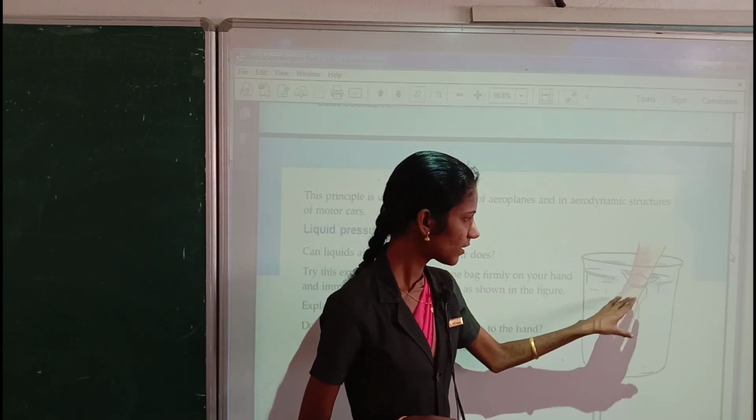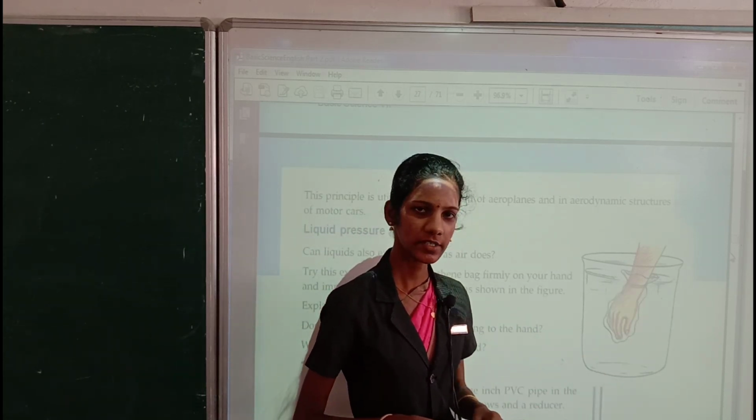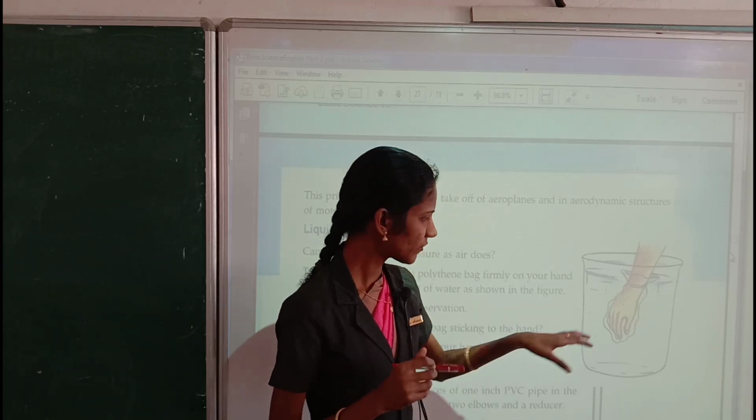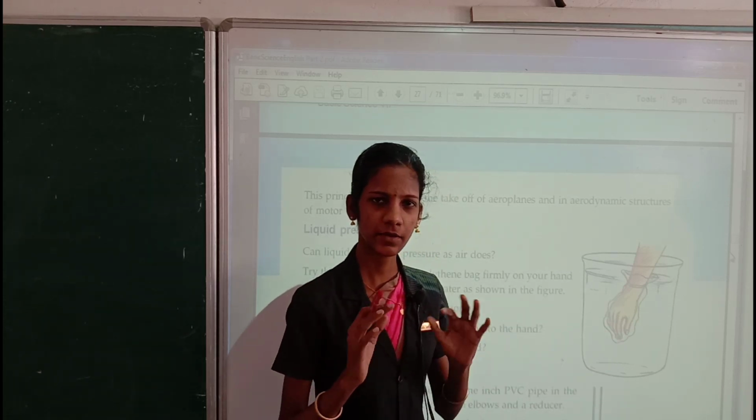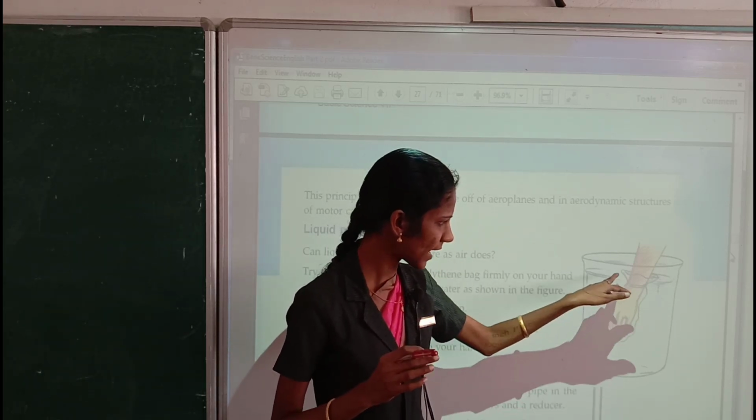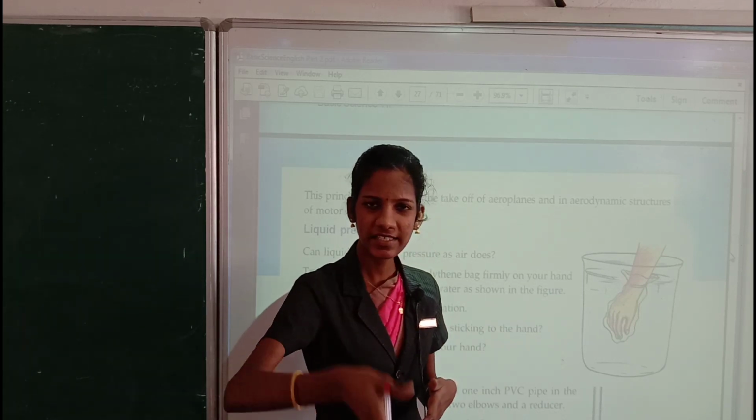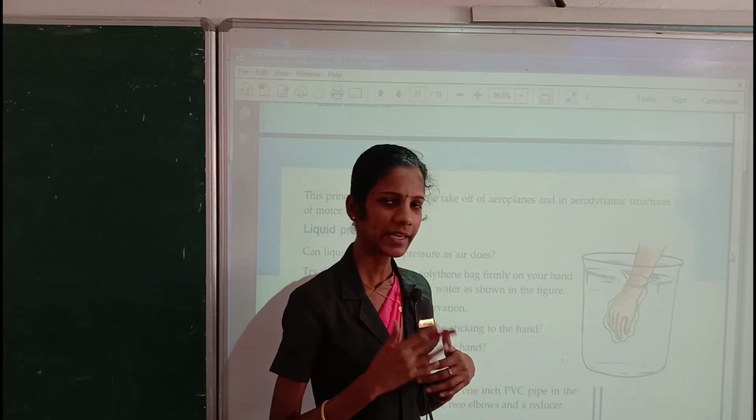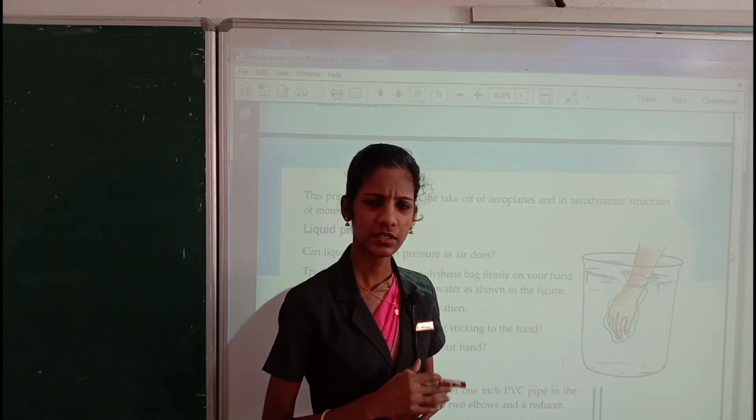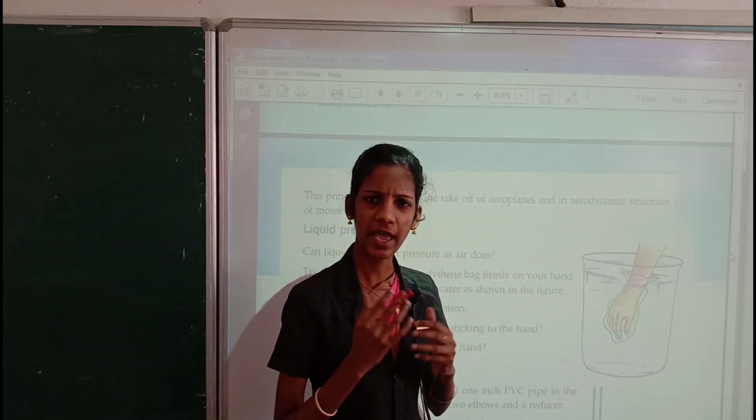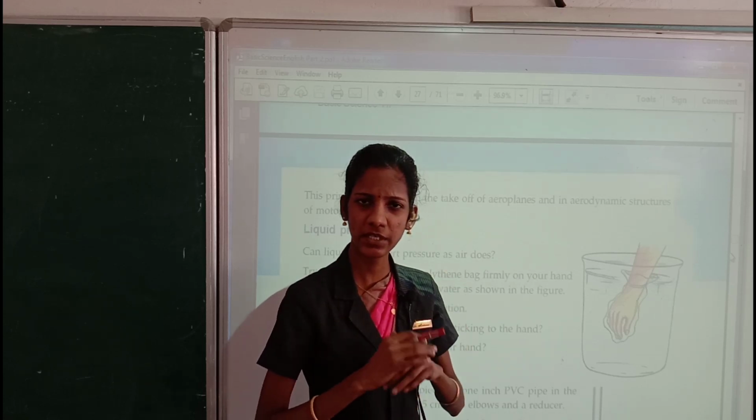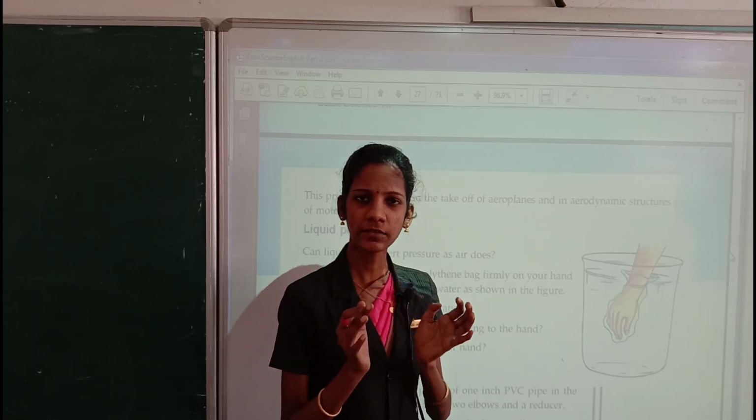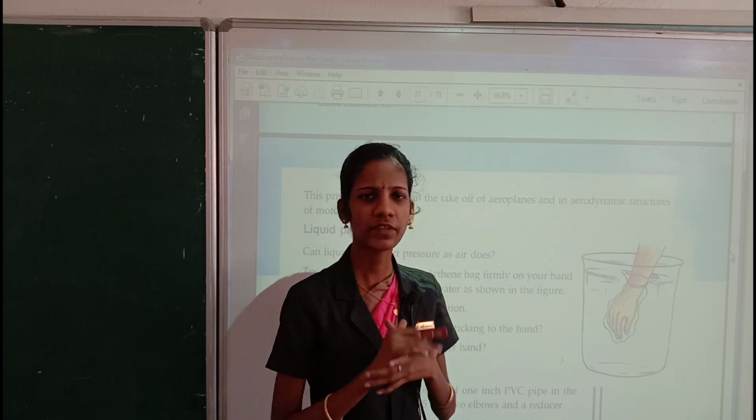Here you can see the hand of this person inside the water, isn't it? The hand is covered with a plastic sheet. A polythene bag is used to cover the hand of that person, and after that he is immersing the hand inside the water, isn't it? When this person takes the hand out, what will happen to this? What change can you observe in the hand of that person, or in the polythene bag which is surrounding the hand of that person?